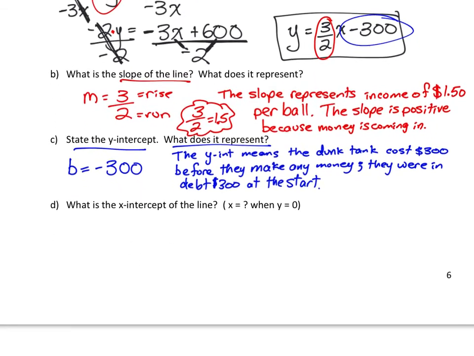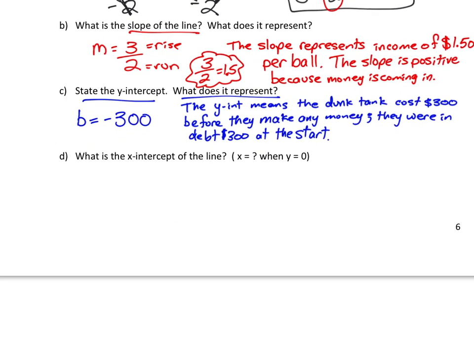For part D, it's asking what is the x-intercept of the line? What is the x value when y is equal to 0? That will be something you can sub into the equation and solve. You can use the original equation, or you can use the equation you rearranged, the y equals mx plus b form. It doesn't matter. If we use the mx plus b form, we would have y equals 3 over 2x minus 300. We're trying to solve for x when y is equal to 0. So sub 0 in for y and rearrange to get x by itself.